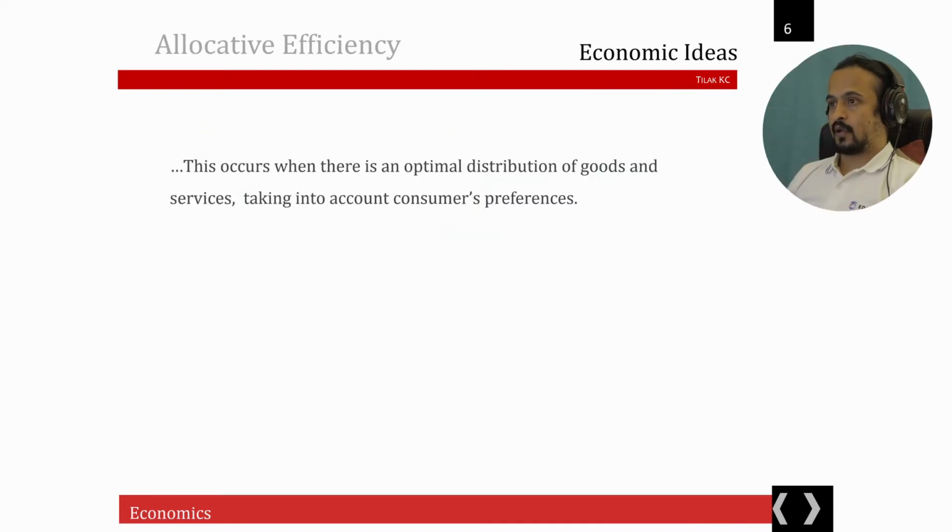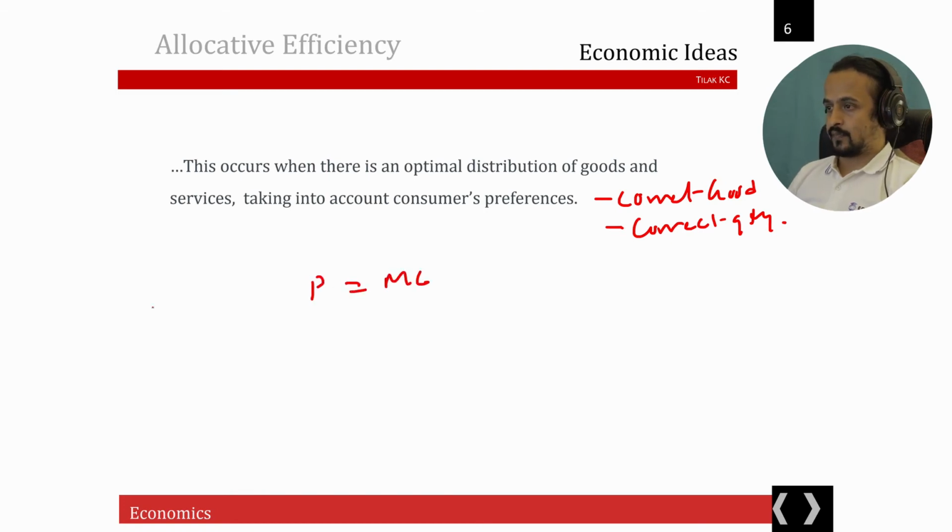Let's begin with allocative efficiency. Allocative efficiency is associated with producing the correct good at the correct quantity. The condition for allocative efficiency in economics is P equals MC. Here P stands for the price of a product, whereas MC stands for the marginal cost.